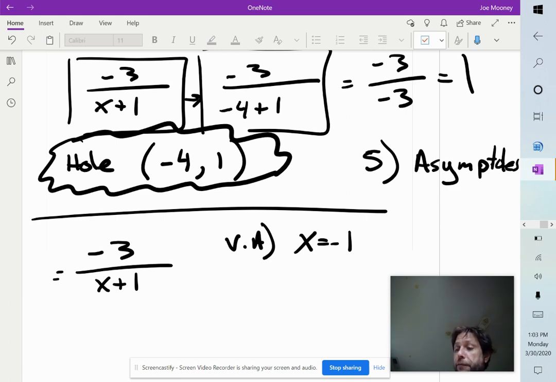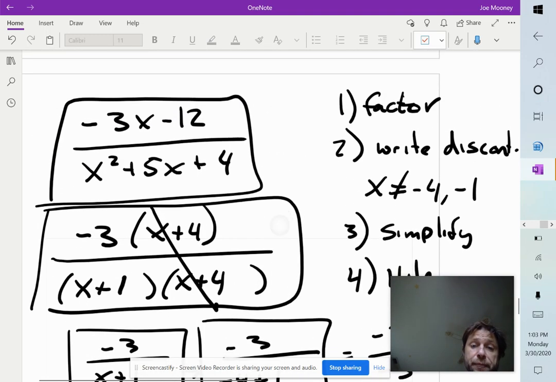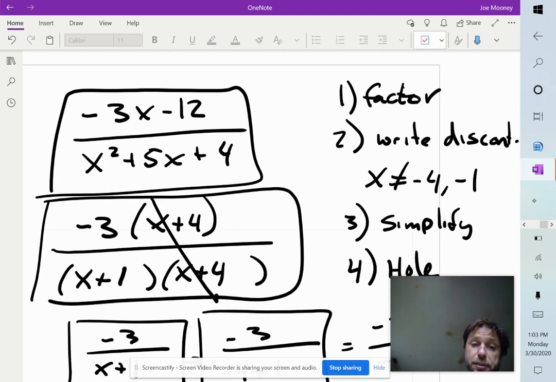I kind of knew that from my original function. Basically, one more time, if it cancels, it's a hole. If it doesn't cancel, it's a vertical asymptote. So take the opposites of the 4 and the 1: what numbers do I plug in for x that will cause that factor to be 0? Those will be the holes and the vertical asymptotes.